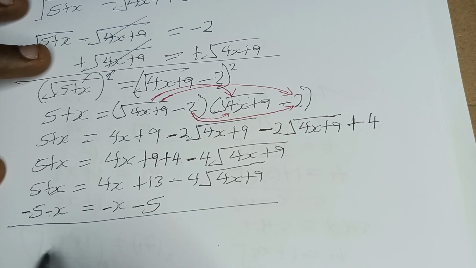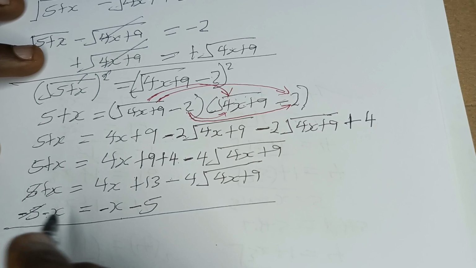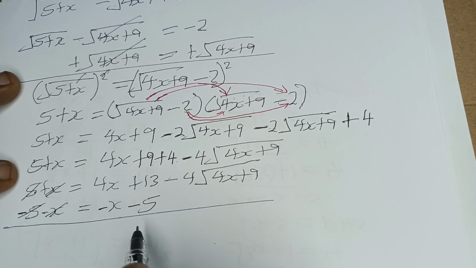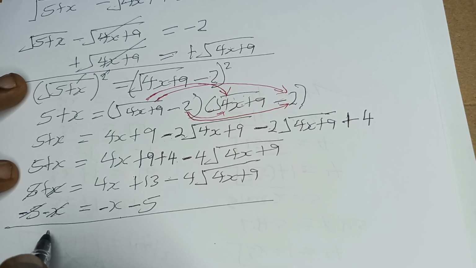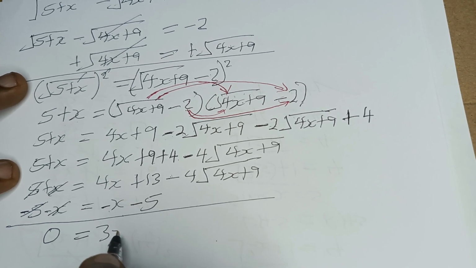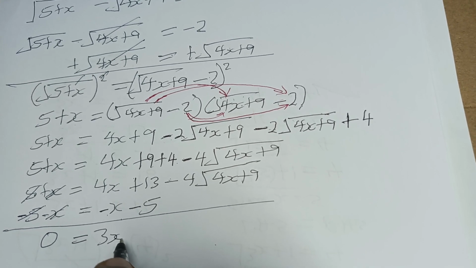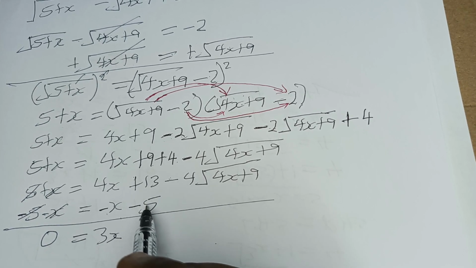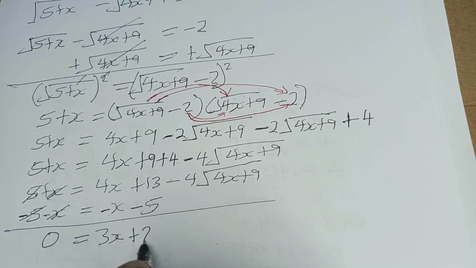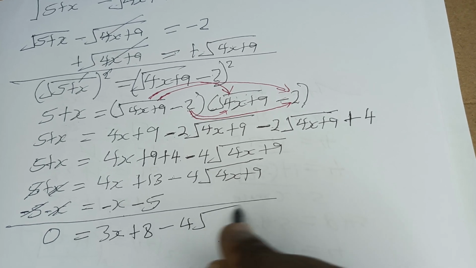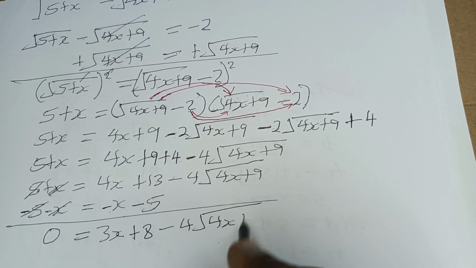So let's see what happens here. This minus 5 cancels plus 5, minus x cancels x here. So this place is now having 0, is equal to 4 minus 1, that's 3x. Here, 13 minus 5 gives us 8, and we are still having minus 4 root 4x plus 9.